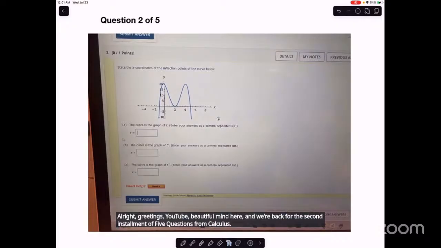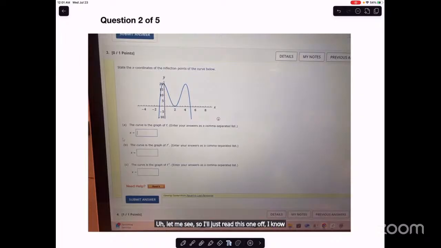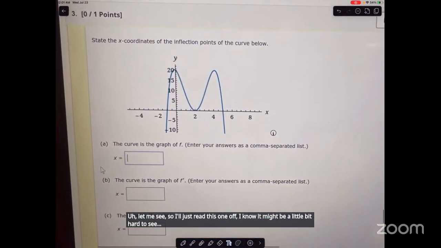Let me see, so I'll just read this one off. I know it might be a little bit hard to see. It says, state the x coordinates of the inflection points of the curve below, right?